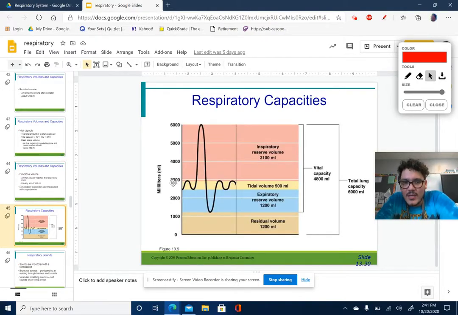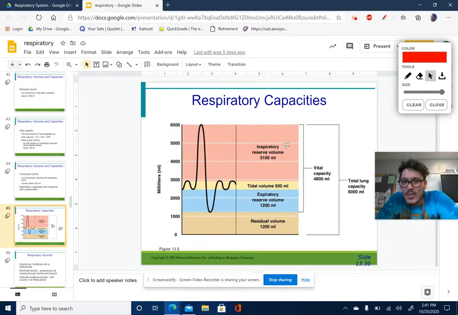Here we see the respiratory capacities. Once again, everything in yellow is tidal volume. So that's your basic, your normal breathing. In this red color, that's your inspiratory reserve volume. So that's this massive spike. In this blue color, that's your expiratory reserve. So again, notice you don't have as big of a dip or as big of a leap as we expect.